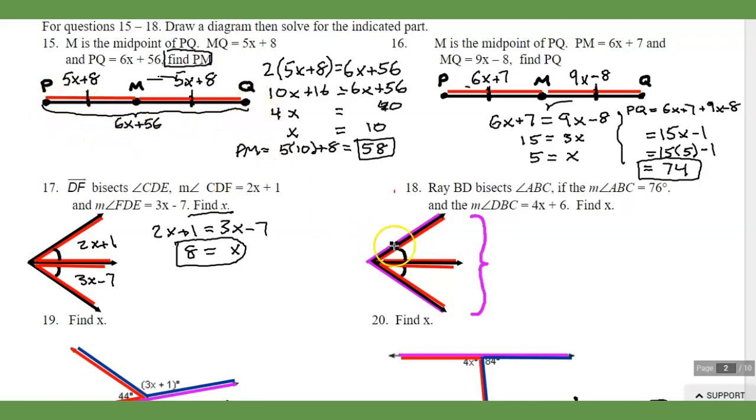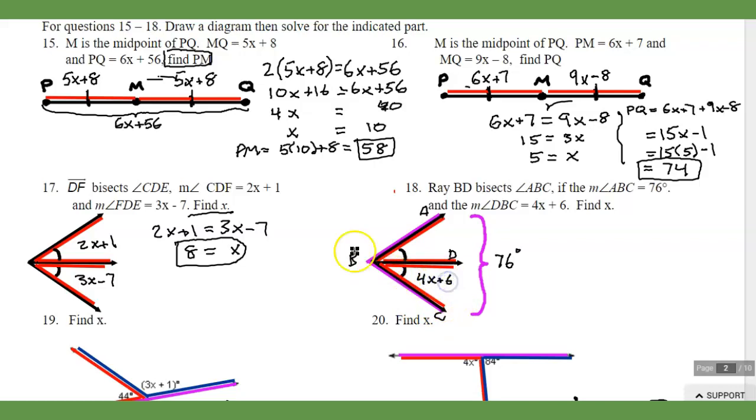whole segment. So we have ABC is the whole, this is A, and this is B, this is C, I think this is D. ABC is what is being bisected, and that is equal to 76 degrees. And DBC is 4x plus 6.